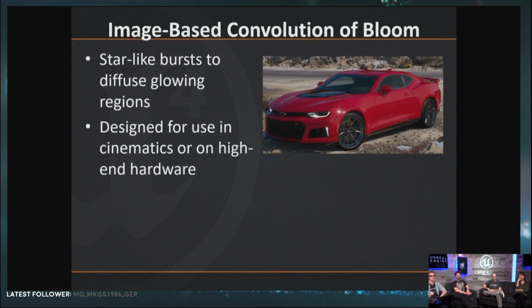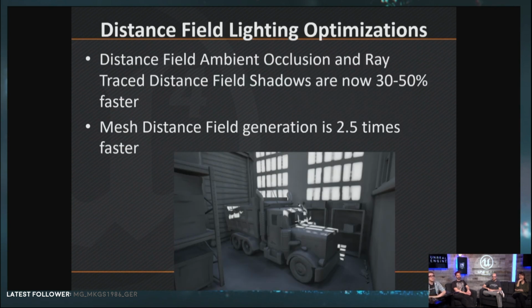Next up, image-based convolution of bloom. This one is really nice too, especially for your rendering artists. This is going to be much more high-end. You're not going to want to do a whole bunch of stuff on this one at runtime unless you're hitting really high-end hardware. But you can create nice effects like starbursts and so on. We'll have much more on that one and some tutorials, I'm sure, when it comes out, so be on the lookout for that if you're doing cinematics. Distance field lighting optimizations. This one's straightforward. Things got optimized, everything's faster, it's better. So check that one out.